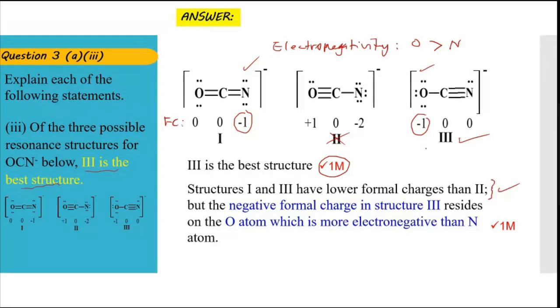Okay, structures 1 and 3 have lower formal charges than structure 2. But comparing 1 and 3, both have the same formal charges. 3 is better because the negative formal charge resides on the more electronegative atom, O.